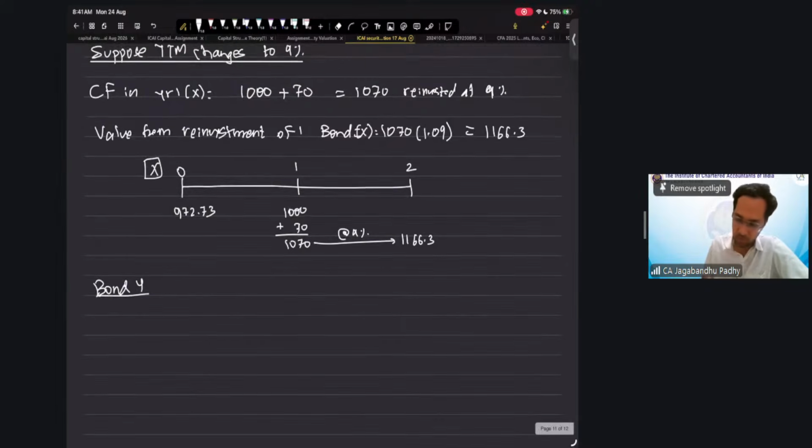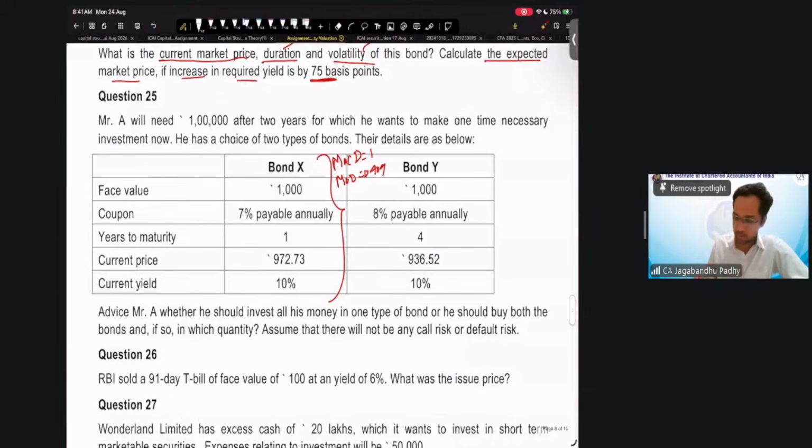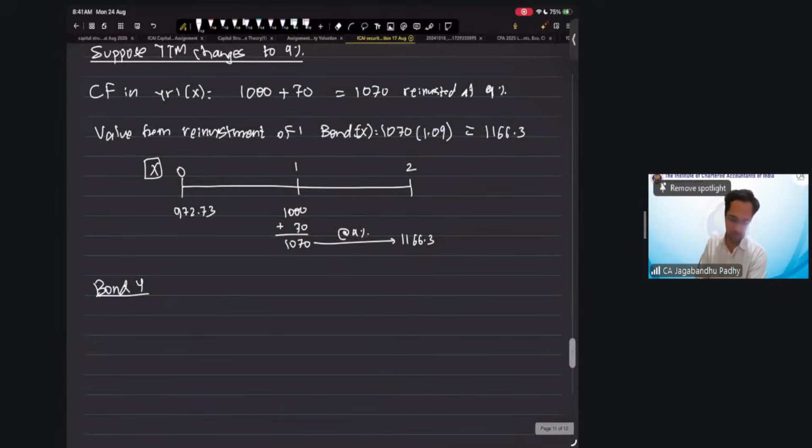What was the tenure of bond Y, guys? Tenure was 4 years. So of course, if I want the money in the second year, how do I get the money from this bond in the second year? Hence, I'll have to sell the bond early in the market, right?